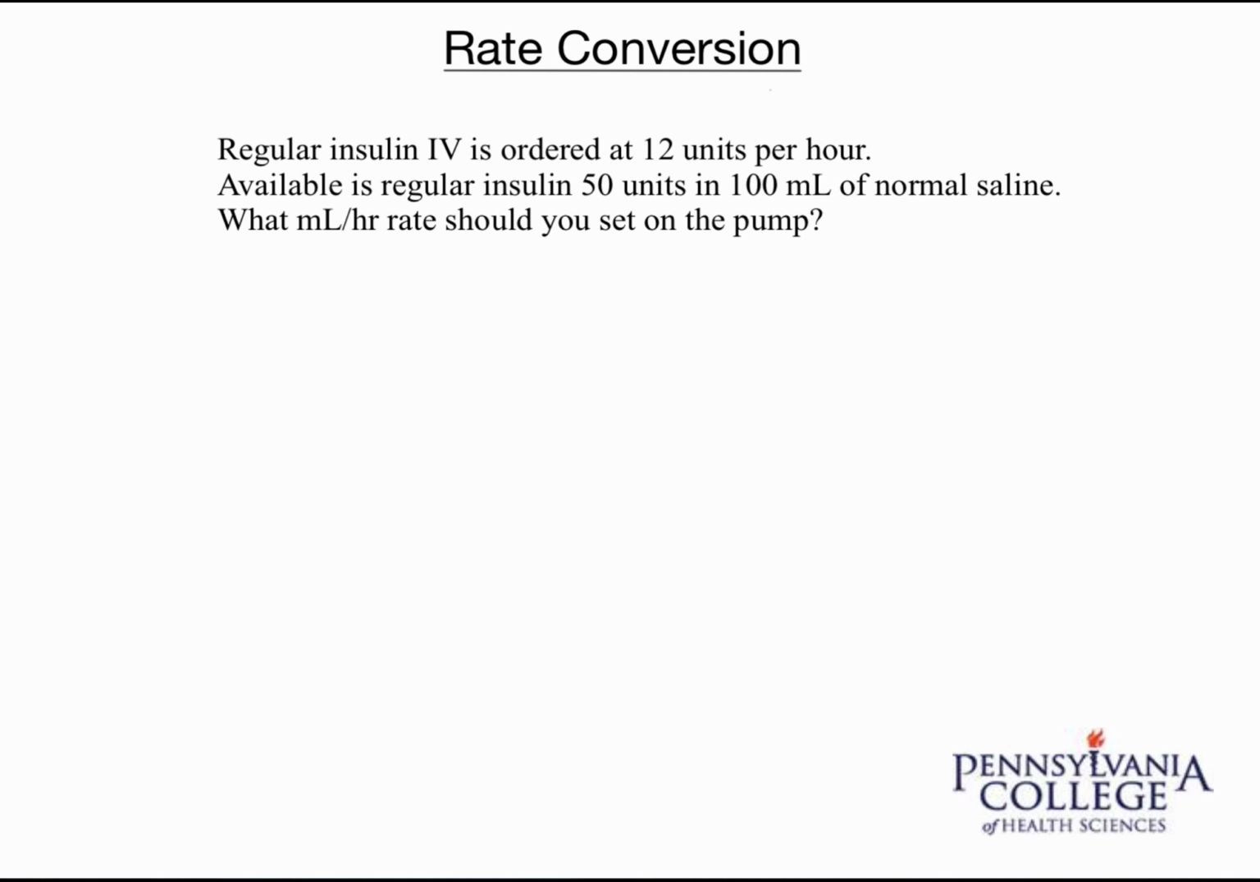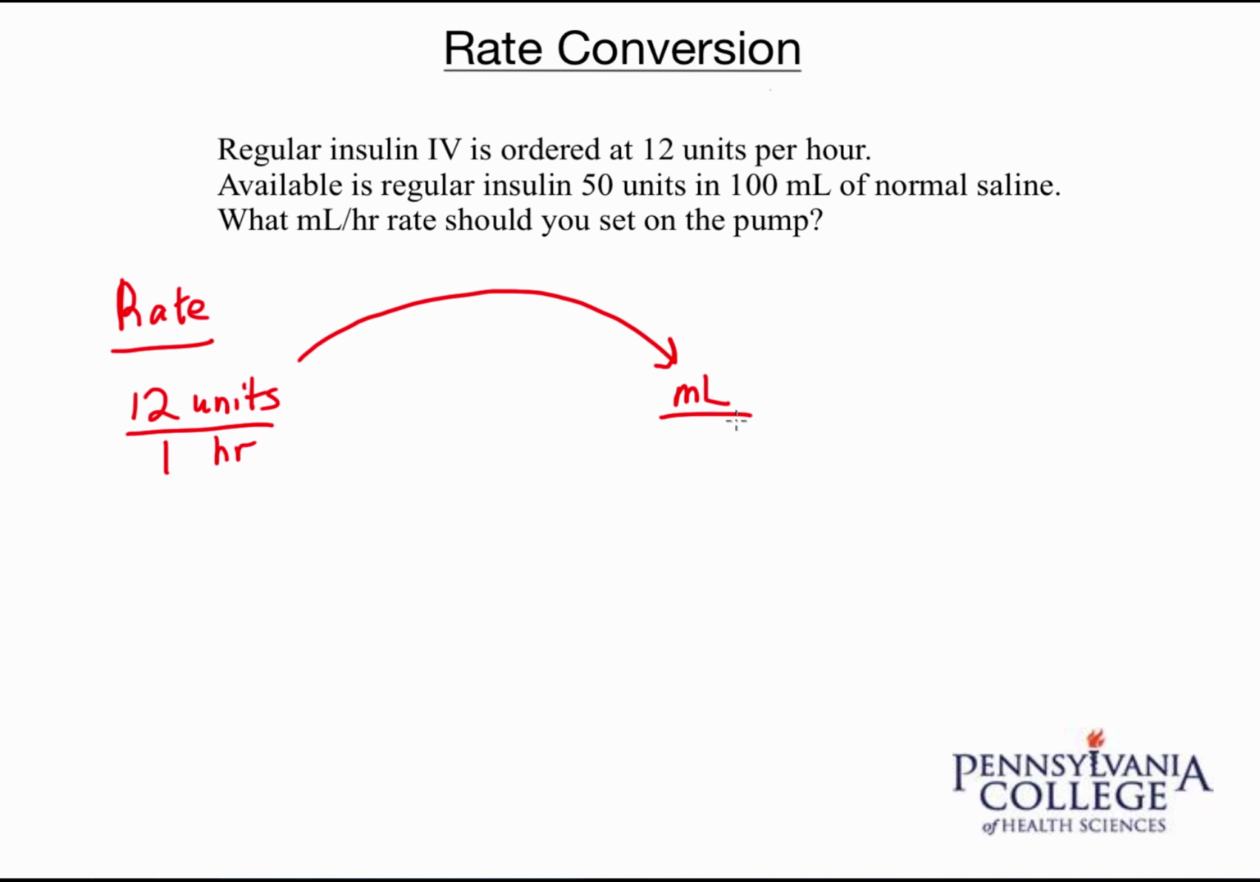So what I'm going to do, I know the rate that the patient should be receiving the insulin. The rate that the patient should be receiving the insulin is 12 units per hour. What I need to know and what I should have when I'm done converting is a unit of milliliters per hour. Notice we already have hours, so there's no conversions that need to be done with that label in the denominator. What I need to do is to somehow change units into milliliters.